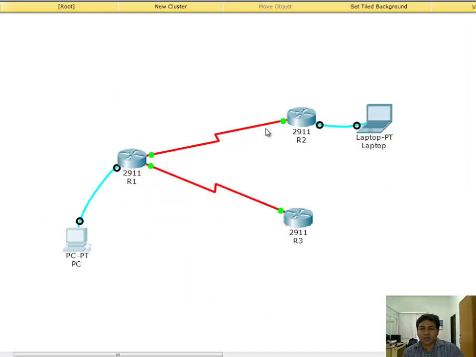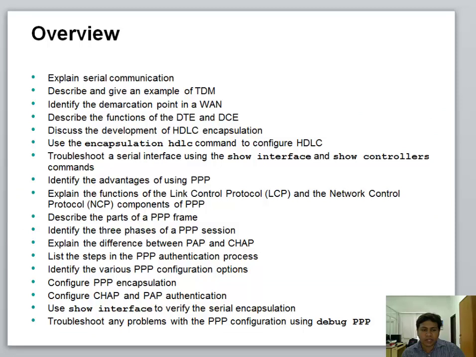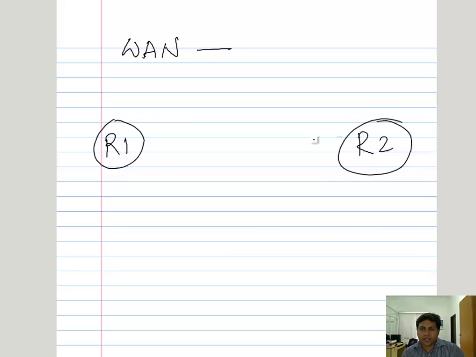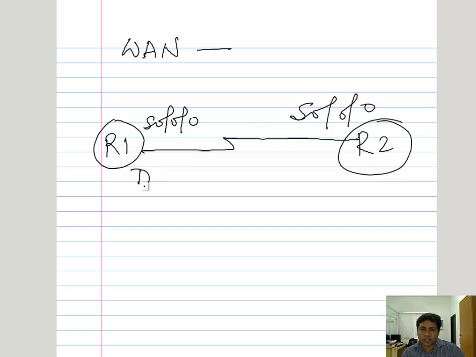Now this is R1, router 1, and router 2. Whenever two devices are connected like this, we call it WAN communication. Now when we talk about WAN, for example, this is router 1 and this is router 2. When they communicate with each other, we use serial communication. So there is a serial port 0/0/0 and, for example, 0/0/0. One will work as DCE and the other will work as DTE. The one where the connection starts, the connecting terminal, is called DCE, and the one where the connection terminates is called DTE.